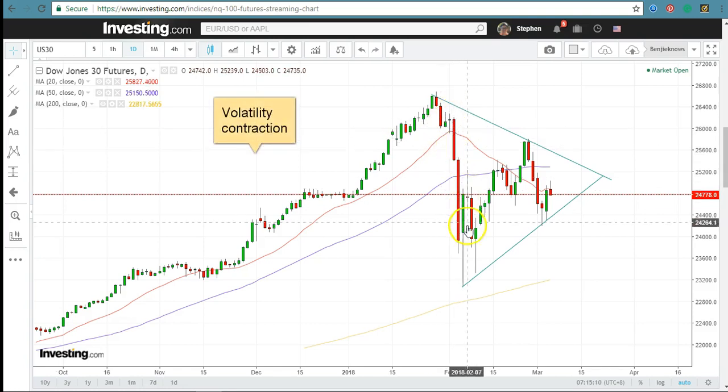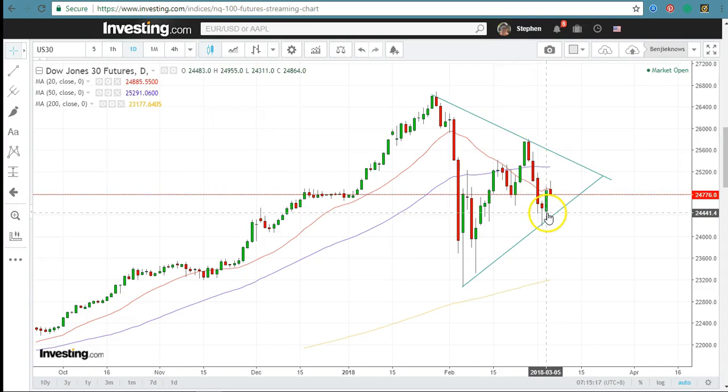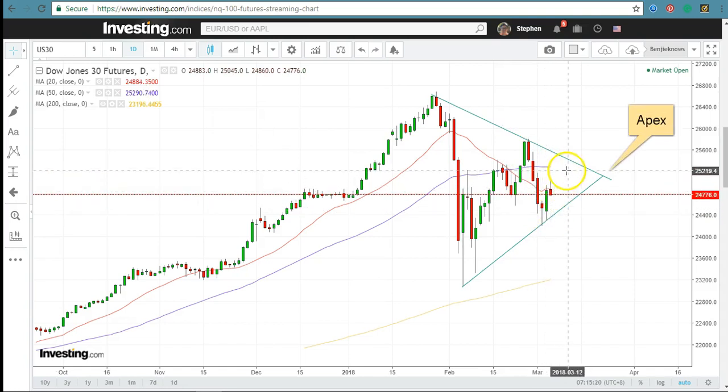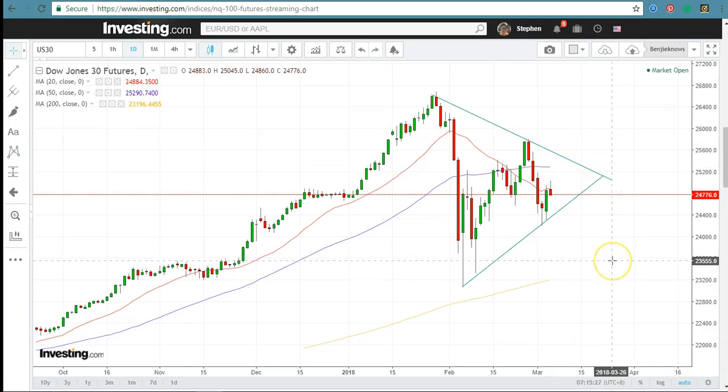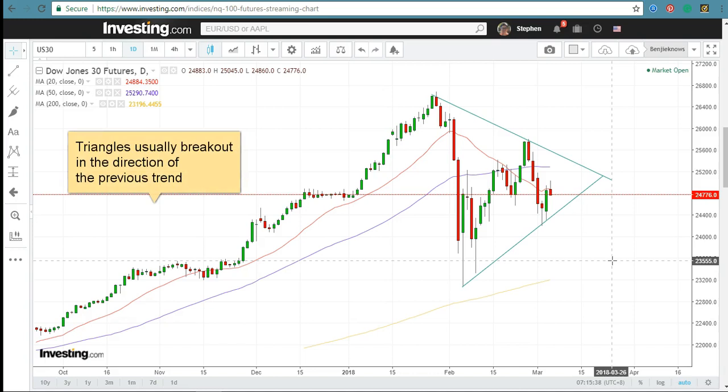The base of the pattern will be very volatile, and then eventually the swings will get smaller, and then the market will trade up to near the apex, and it will either break out or break down. Now, we don't really know in which direction the market will break out into, but according to textbook and from experience, the triangle breakout will usually resolve itself in the direction of the previous trend.